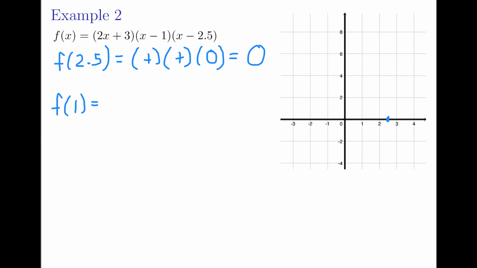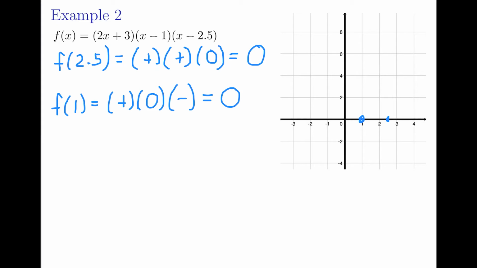Well, it's 2 times 1 plus 3. And again, that happens to be 5. I don't even really care that it's positive. It's just some number. Then we have 1 minus 1. That's 0. And then we have 1 minus 2.5. And again, let's not worry about the details. It's some negative number. And so the whole point is that this product of three numbers is going to be 0. So f of 1 is 0. So there's another x-intercept right there.